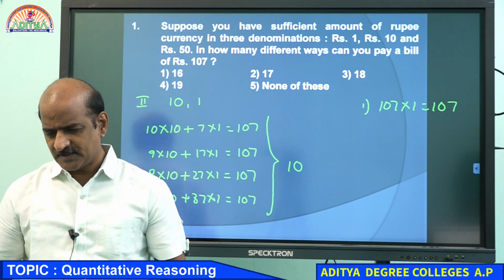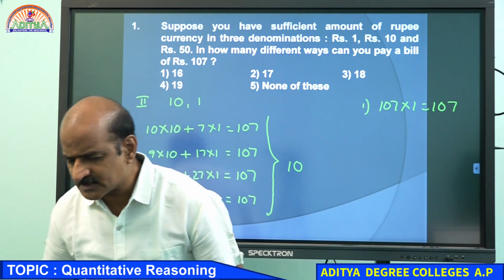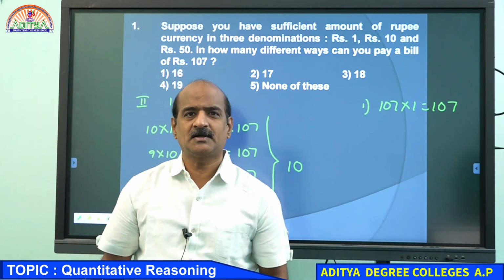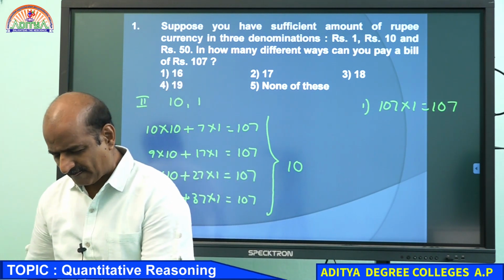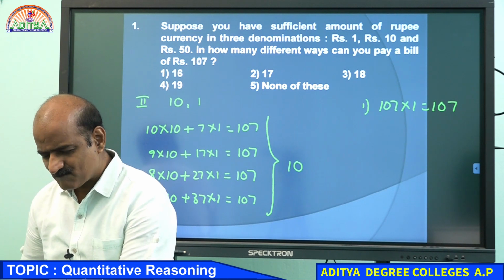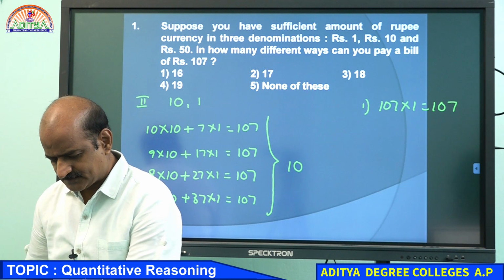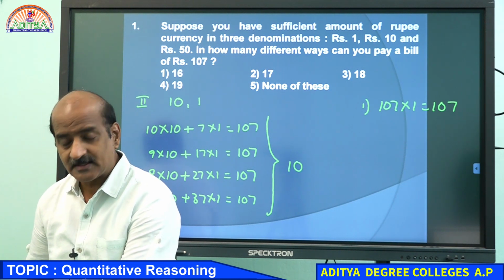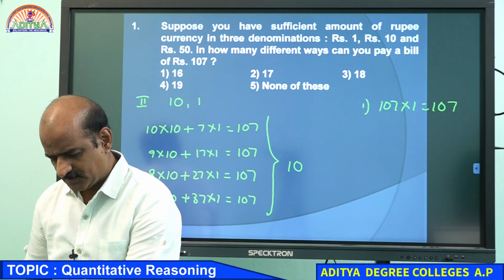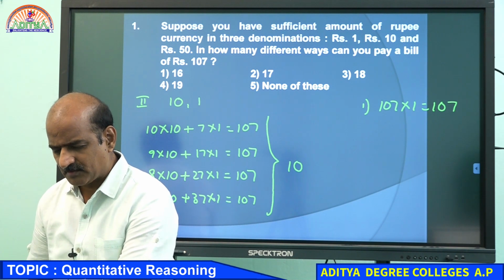Do you understand, students, what I mean by saying 10 combinations? Please respond. Am I clear to you? I said 10 combinations you will be getting from a denomination of.